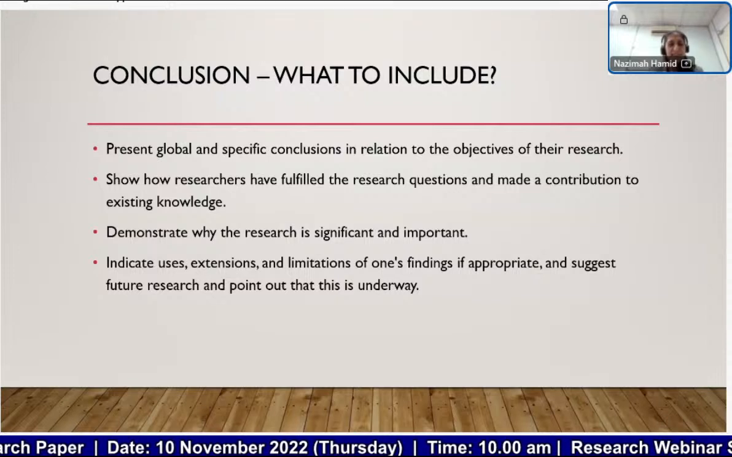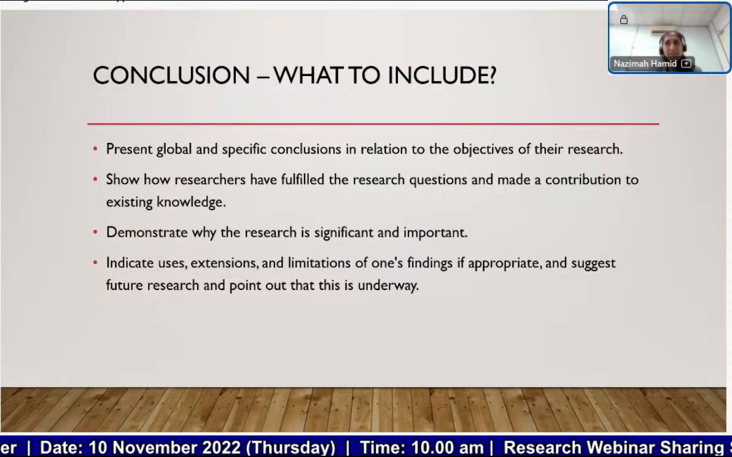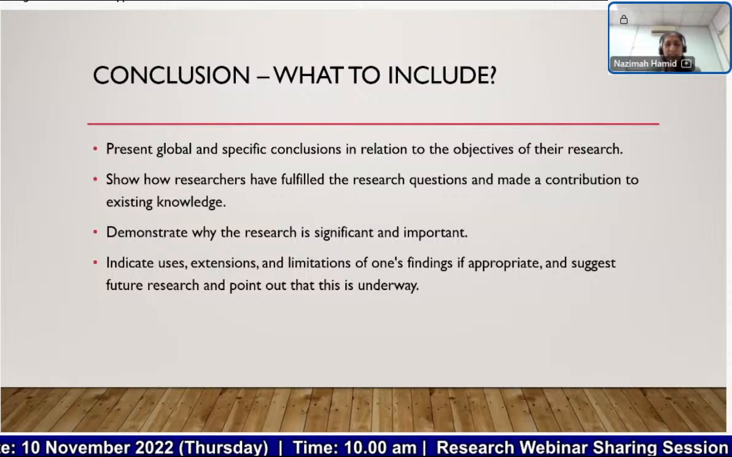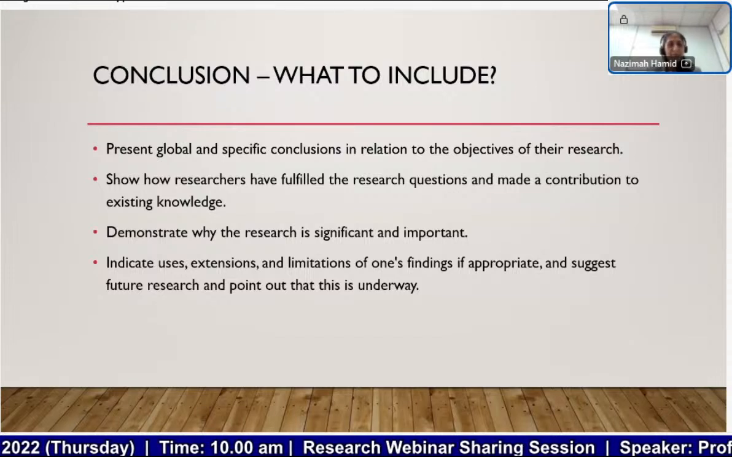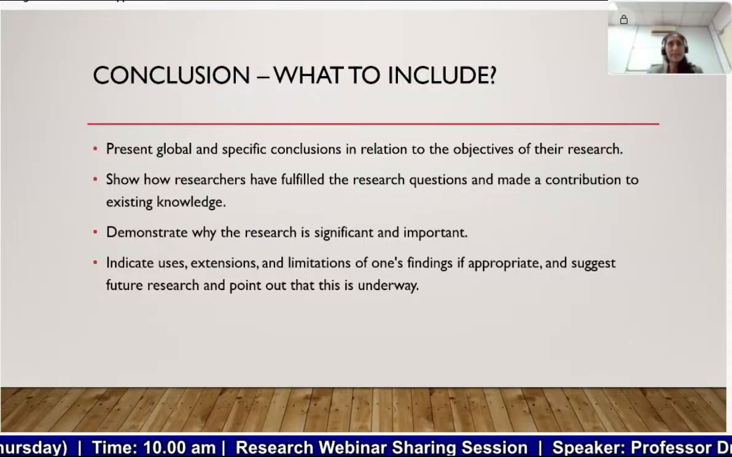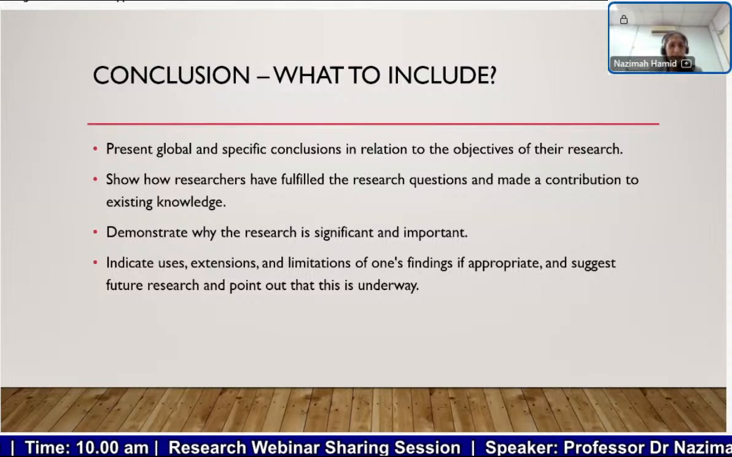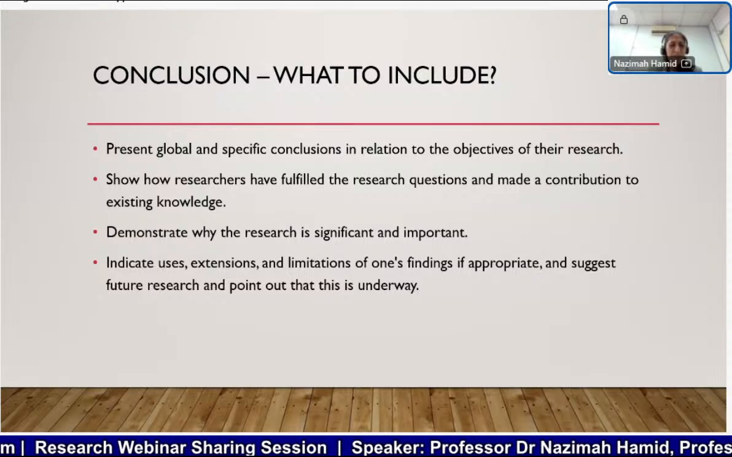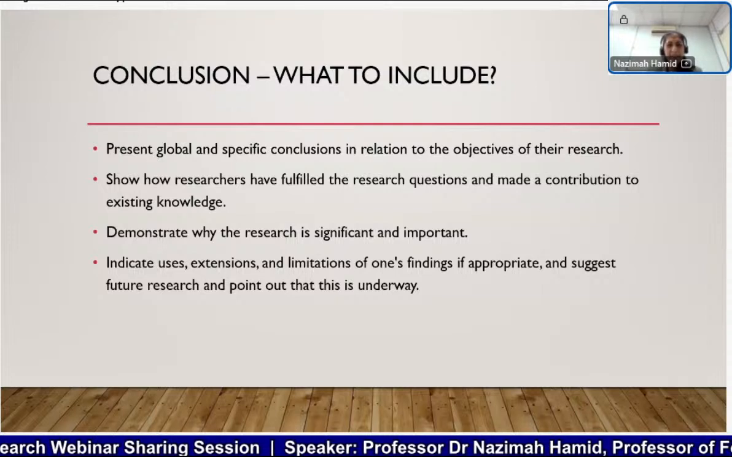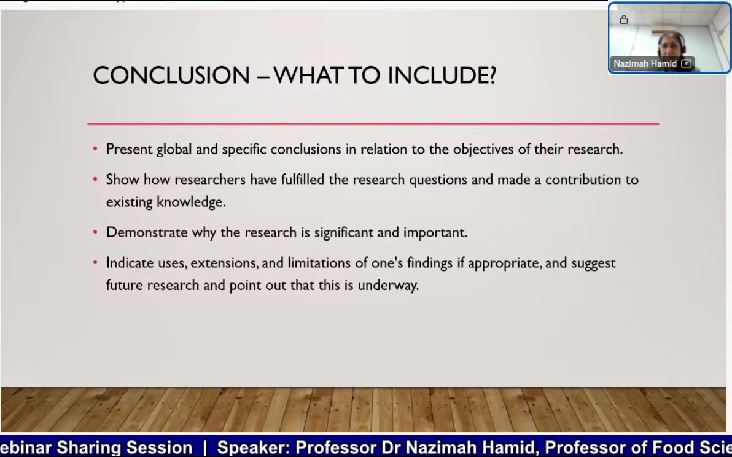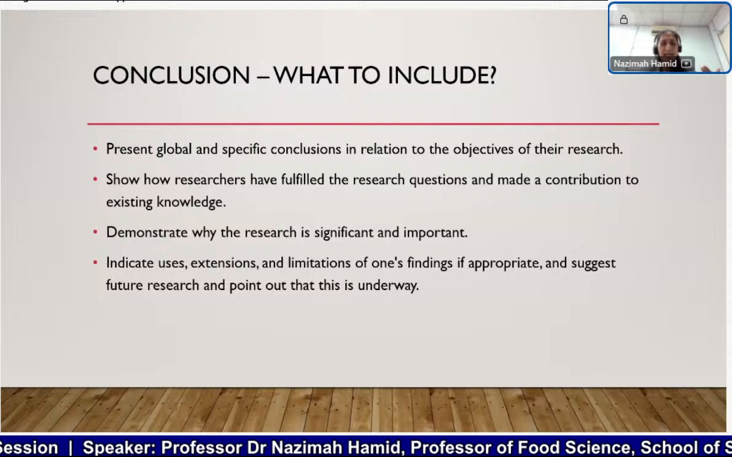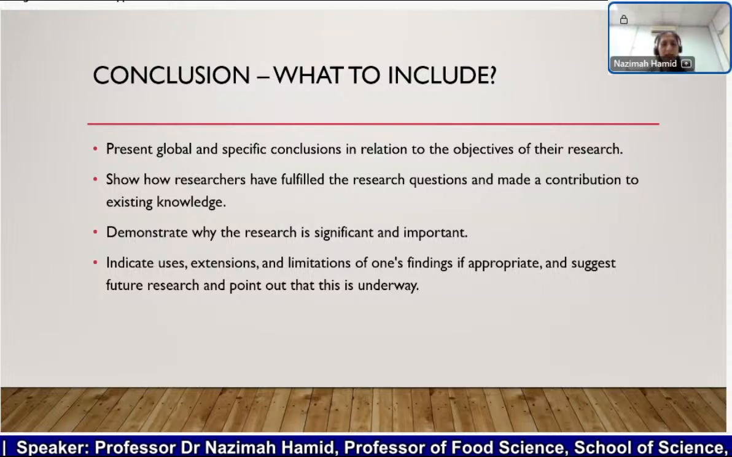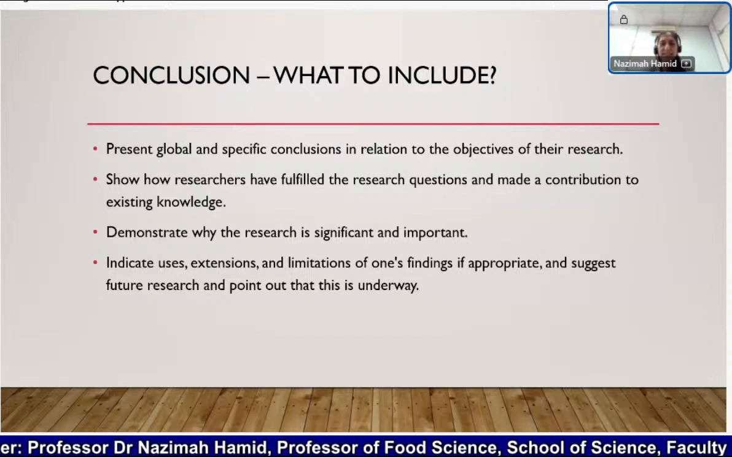Conclusion is very important. Sometimes I get students thinking, oh, it's just the last section of the paper. It doesn't mean it's not important. Sometimes when I read a paper, I look at the conclusion as well, because I want to see what sort of work they propose. And that's interesting. So in the conclusion, you're supposed to present a global and specific conclusion in relation to the objectives of your research. So reiterate your research objective and tell your readers how you have achieved those objectives.